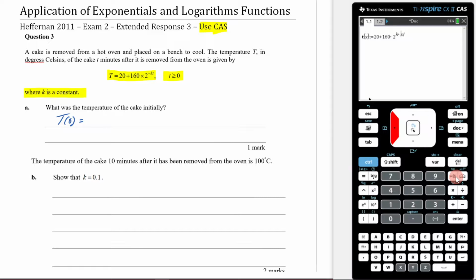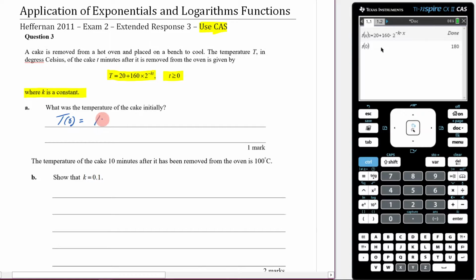Oh, and I forgot a negative there. So it's negative K times X. There we go. So notice I've just replaced my lowercase t there with x's. And now I could say, well, what's 2 to the 0? It's going to be 180 degrees Celsius. You could do this by hand pretty easily as well.